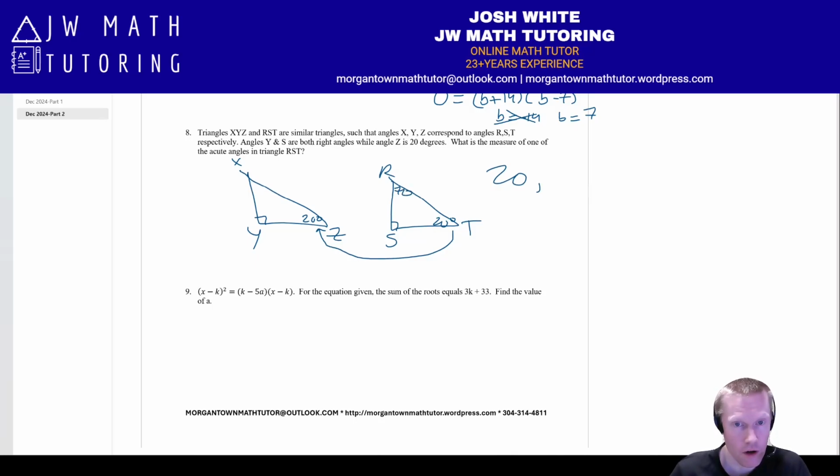And of course, angle R would have to be 70 degrees because if you add up all three angles in a triangle, it adds up to 180. So 20 plus 90 is 110. 180 minus 110 would be 70. This angle, of course, obviously would also be 70. So you have two possible answers you could fill in here based on the way that this is worded. You could either report 20 or you could report 70. Either one would be correct.